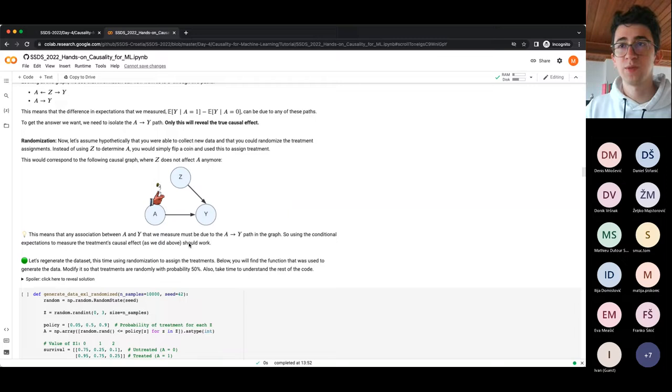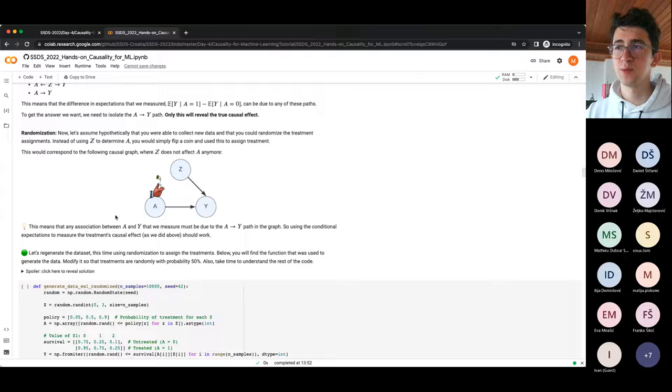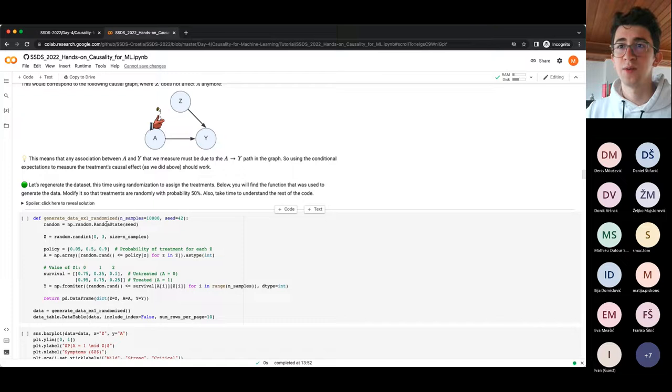You flip a coin, right? And you assign people randomly to some treatment, whether they like it or not. And we discussed early in the lectures that this is not always the best idea when it comes to ethical concerns or simple costs in terms of financial services. But here we can do it, right? Here we can do it. We are in this powerful setting, at least we are telling this to the scientists. So we regenerate the data set where we randomize this time.